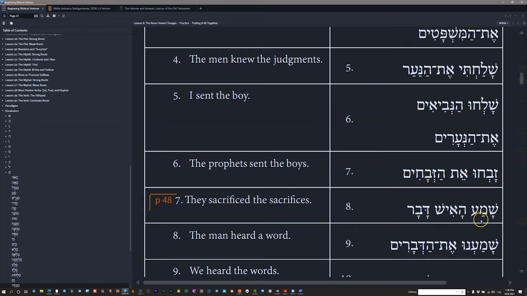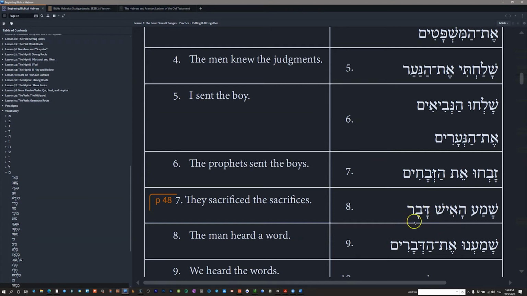Number 8, we've got shama. Shama is the 3MS form. And so it's just he heard. Then I've got ha'ish. This is definite, but it doesn't have the definite direct object marker. So this is probably going to be my subject. Davar could be my subject if davars could hear anything, but they can't. So I've got a definite subject and an indefinite direct object, which is why I don't have the et particle here. Et only appears when I have a definite direct object. Because davar is indefinite, I don't use et.